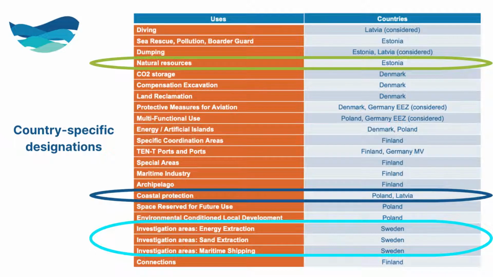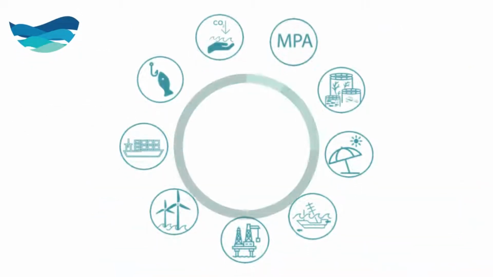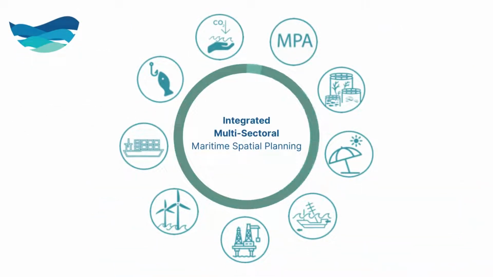By integrating marine designations into smart marine spatial plans, governments can accommodate a more efficient use of space and better use of resources, ultimately creating more value for society.